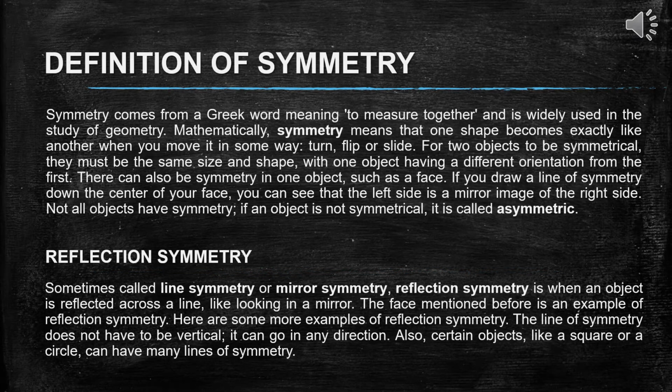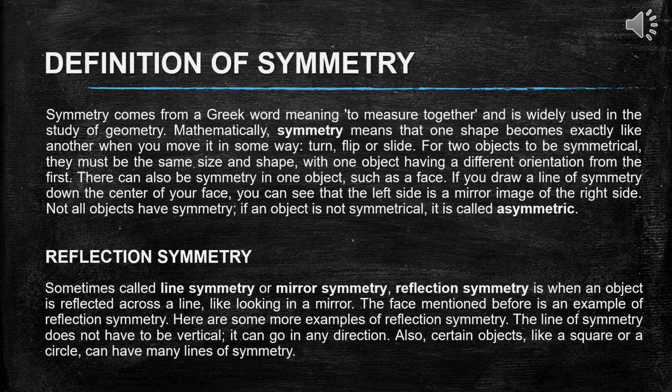So what is symmetry? Symmetry comes from a Greek word meaning to measure together and is widely used in the study of geometry. Mathematically, symmetry means that one shape becomes exactly like another when you move it in some way, either turn or flip or slide. For two objects to be symmetrical, they must be the same size and same shape, with one object having a different orientation from the first.